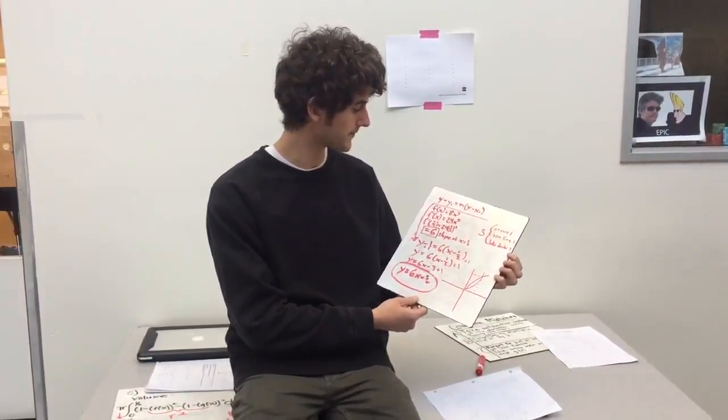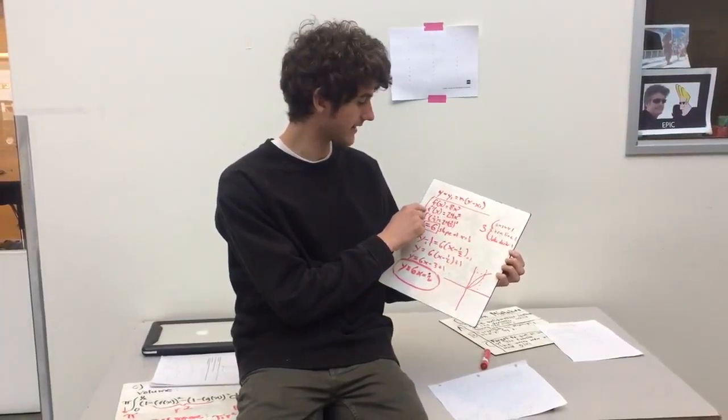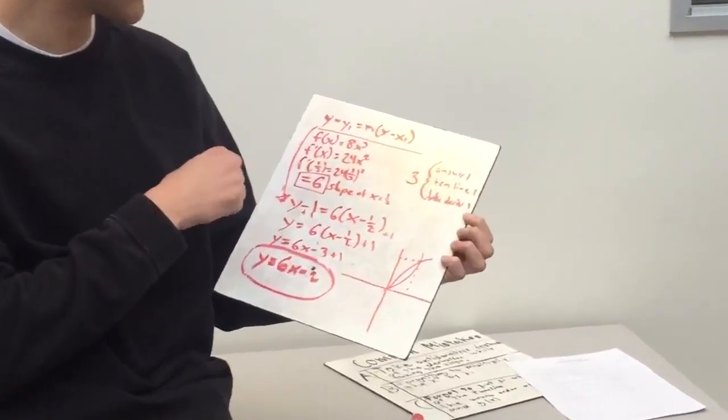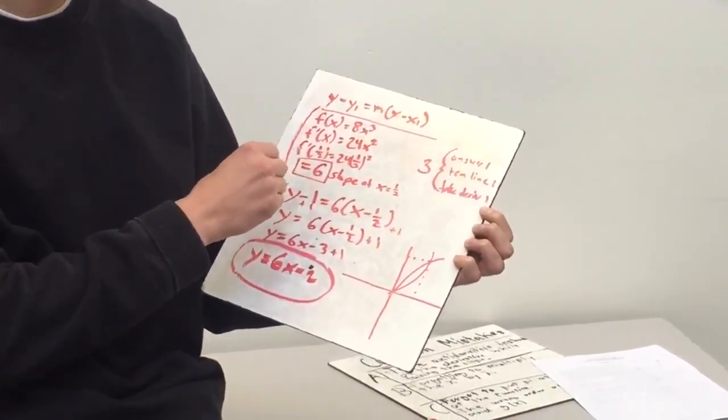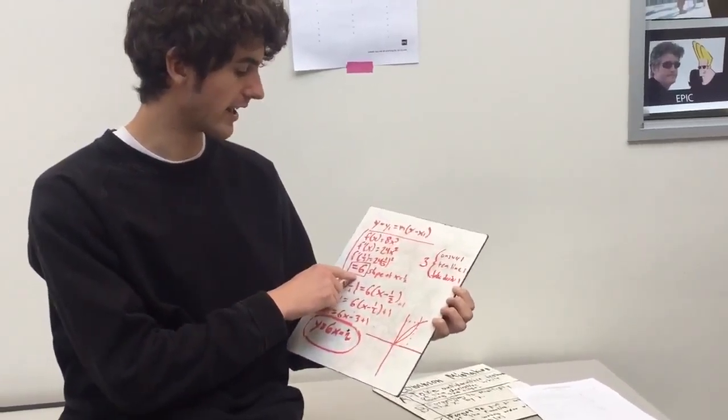The way we'll do that is we'll take the function f of x and take its derivative. That gives us f prime of x equals 24x squared. Then we'll plug in 1/2 into that equation, and the outcome is 6. So that tells us the slope at x equals 1/2.